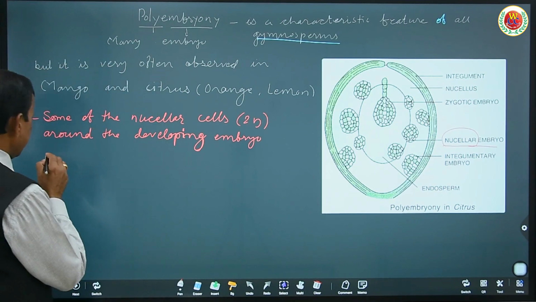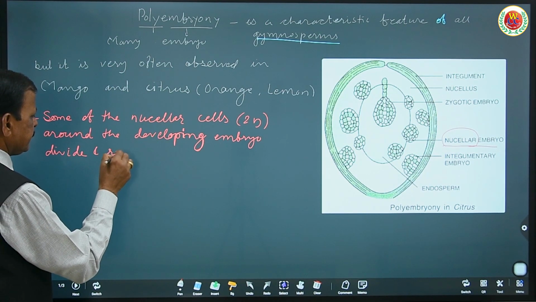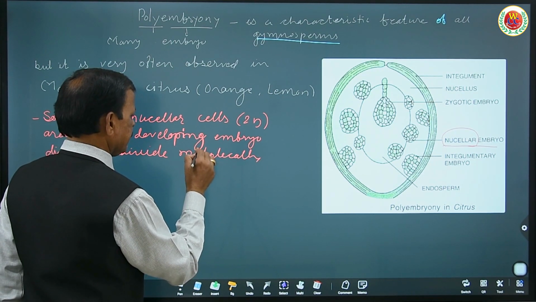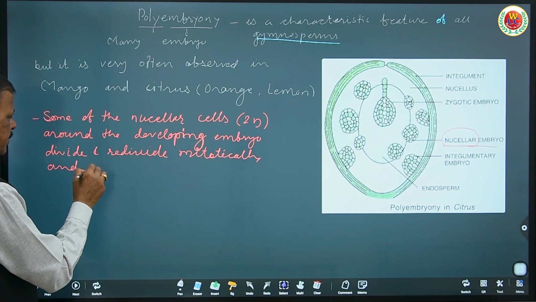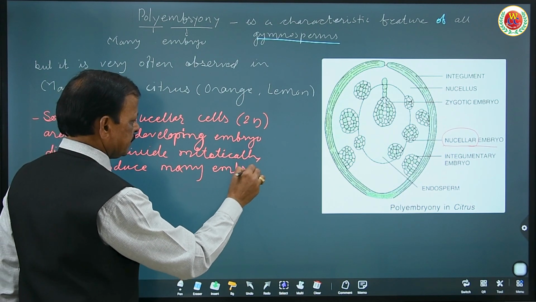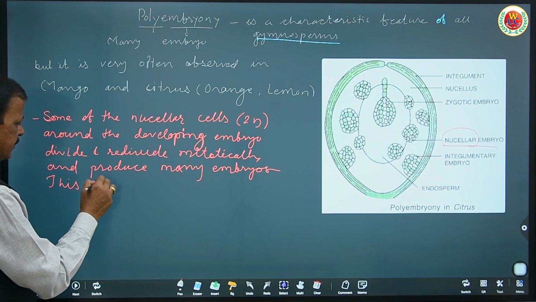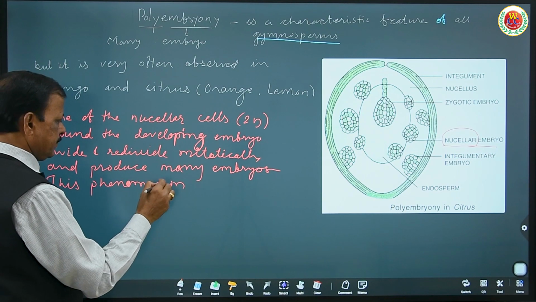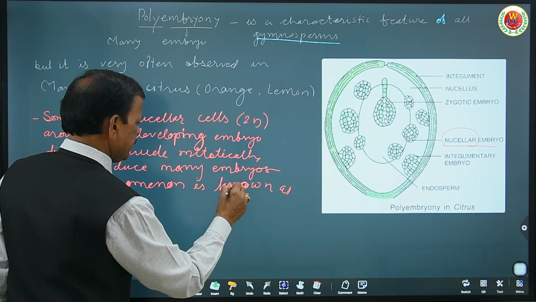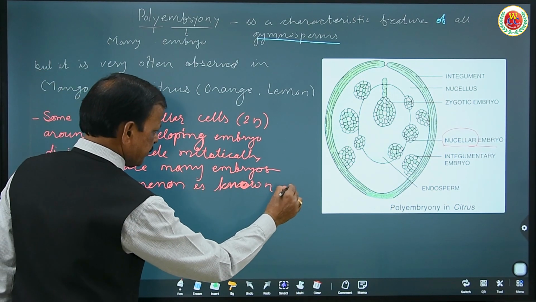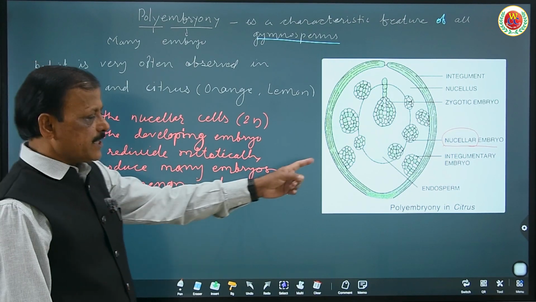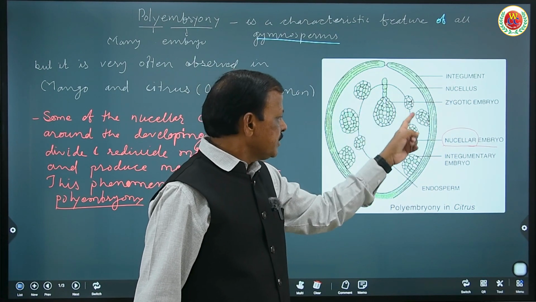They divide and redivide mitotically, and produce many embryos. This phenomenon is known as polyembryony. I hope you did understand. Here this is a clear diagram that these are the nucellar cells around this developing embryo.